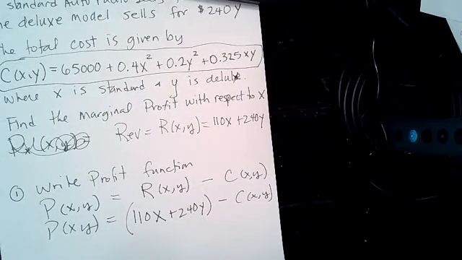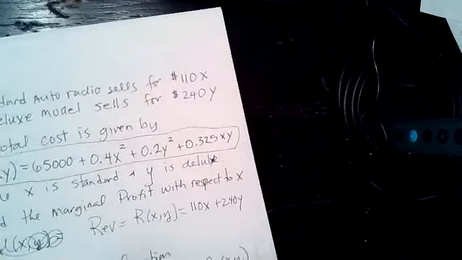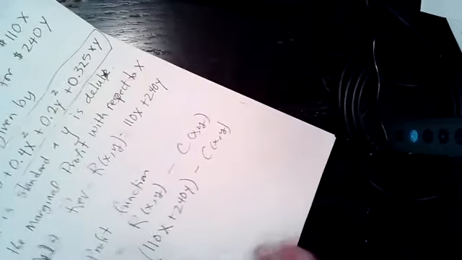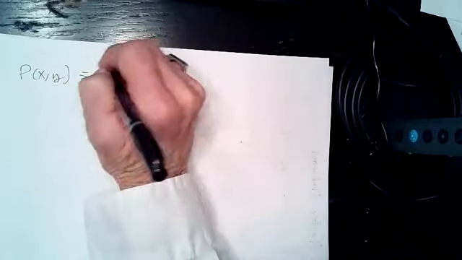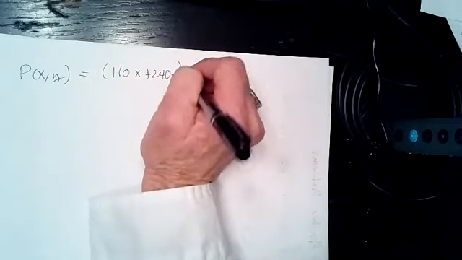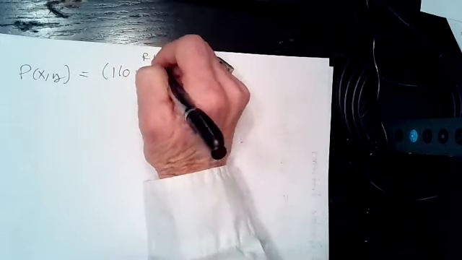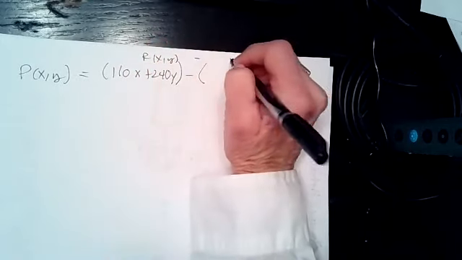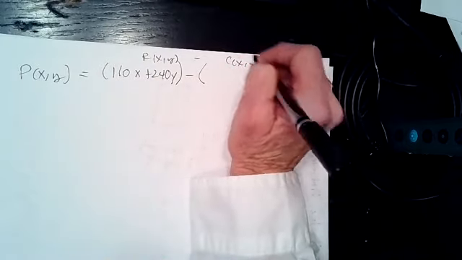Okay, all right, so you ready? Am I moving too fast? I'll do it here. Let me go sideways. Okay, so my profit function is my revenue, so it's 110x plus 240y minus my cost function. And they give me my cost function.